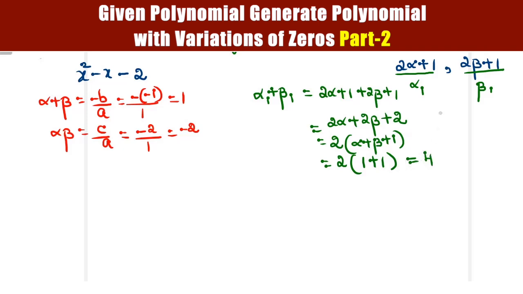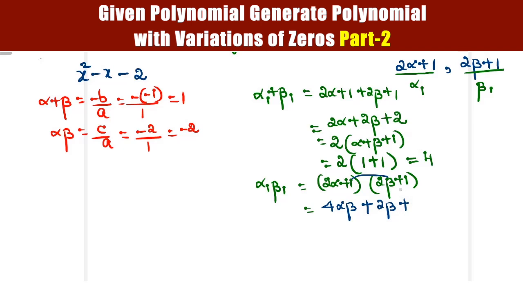Now let's calculate the product of the zeros, alpha 1 and beta 1. So alpha 1 beta 1 is going to be 2 alpha plus 1 into 2 beta plus 1. So term-wise multiplication, you remember you have 2 terms here and 2 terms there. So you're going to get 4 terms as the output. So 2 alpha into 2 beta is 4 alpha beta, plus 2 beta into 1. So this is going to be 2 beta. Similarly, let's do it for this 1. So 1 into 2 alpha is 2 alpha. 1 into 1 is 1.